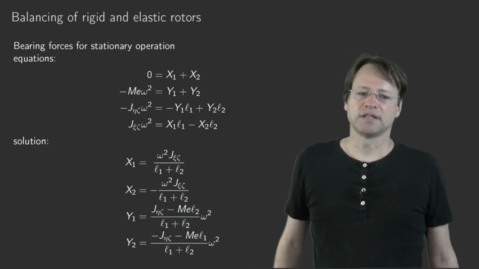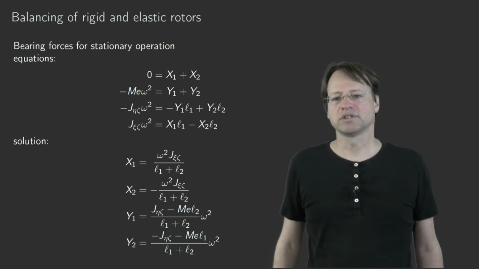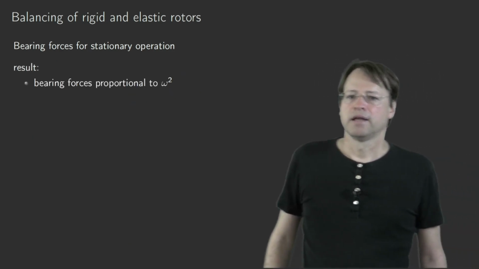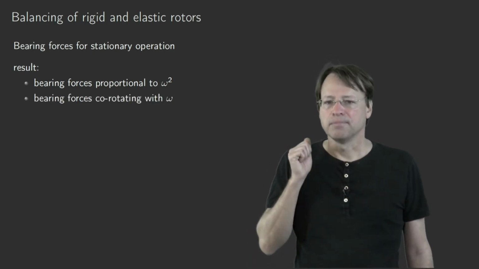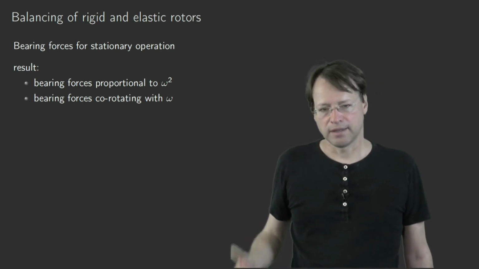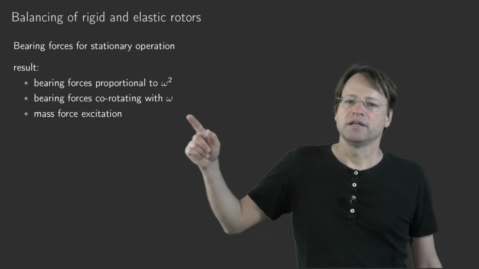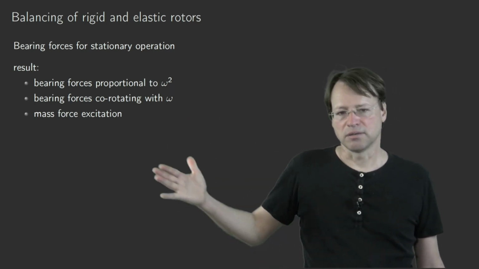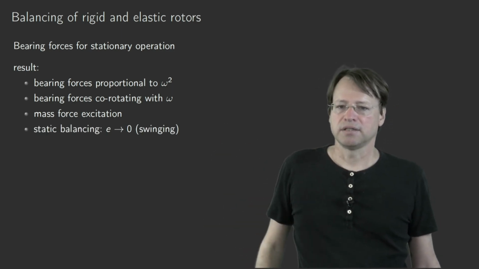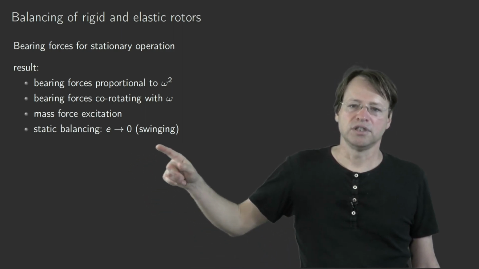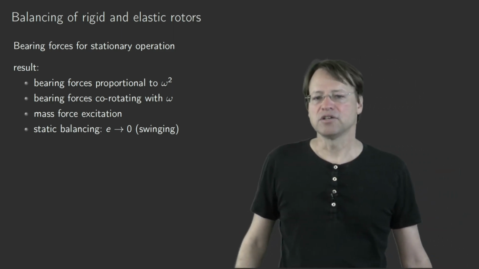Let me summarize the result, and then we will discuss what we could do against it and how we can reduce these bearing forces. The result is that the bearing forces are proportional to omega squared, which is dangerous. The bearing forces are co-rotational forces. You've seen they are constant in the co-rotational coordinates, time independent. There is mass force excitation, as studied many times now in this lecture. A static balancing is necessary, so reduce E to 0. At least this is necessary in order to keep the radial forces small.